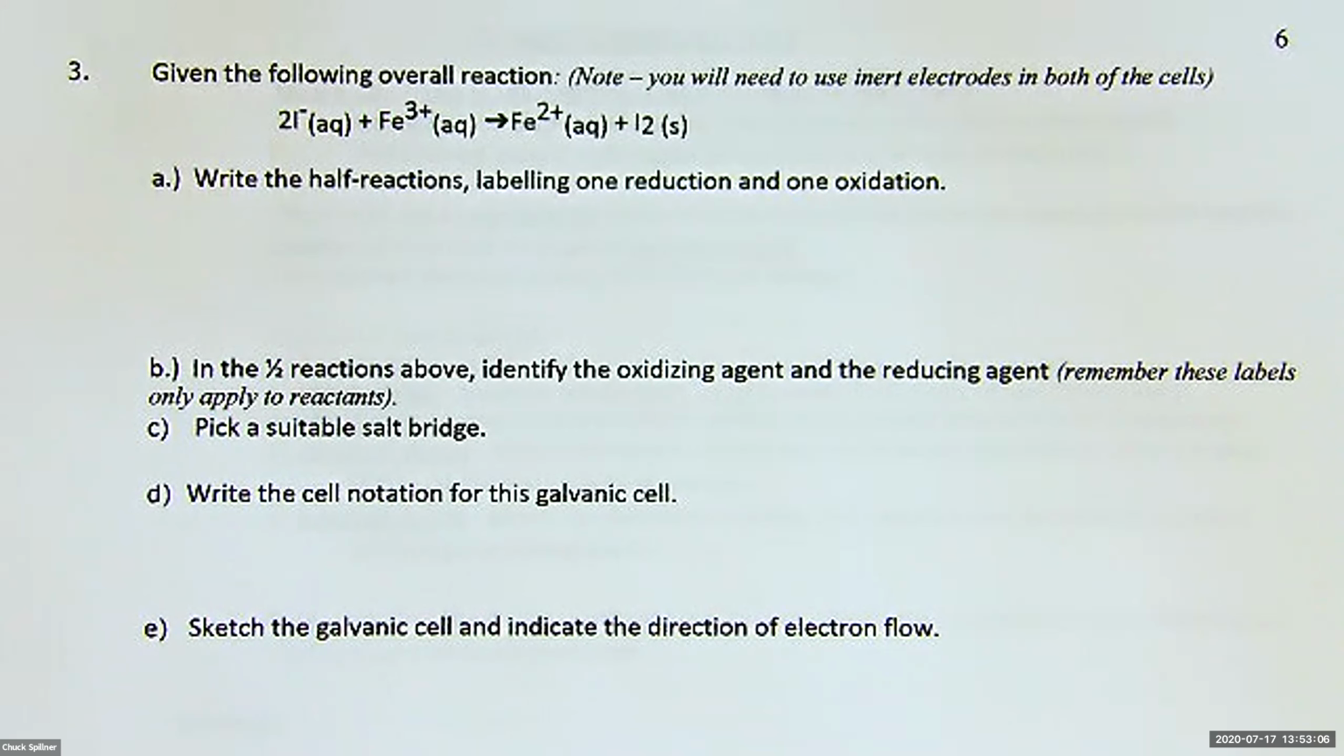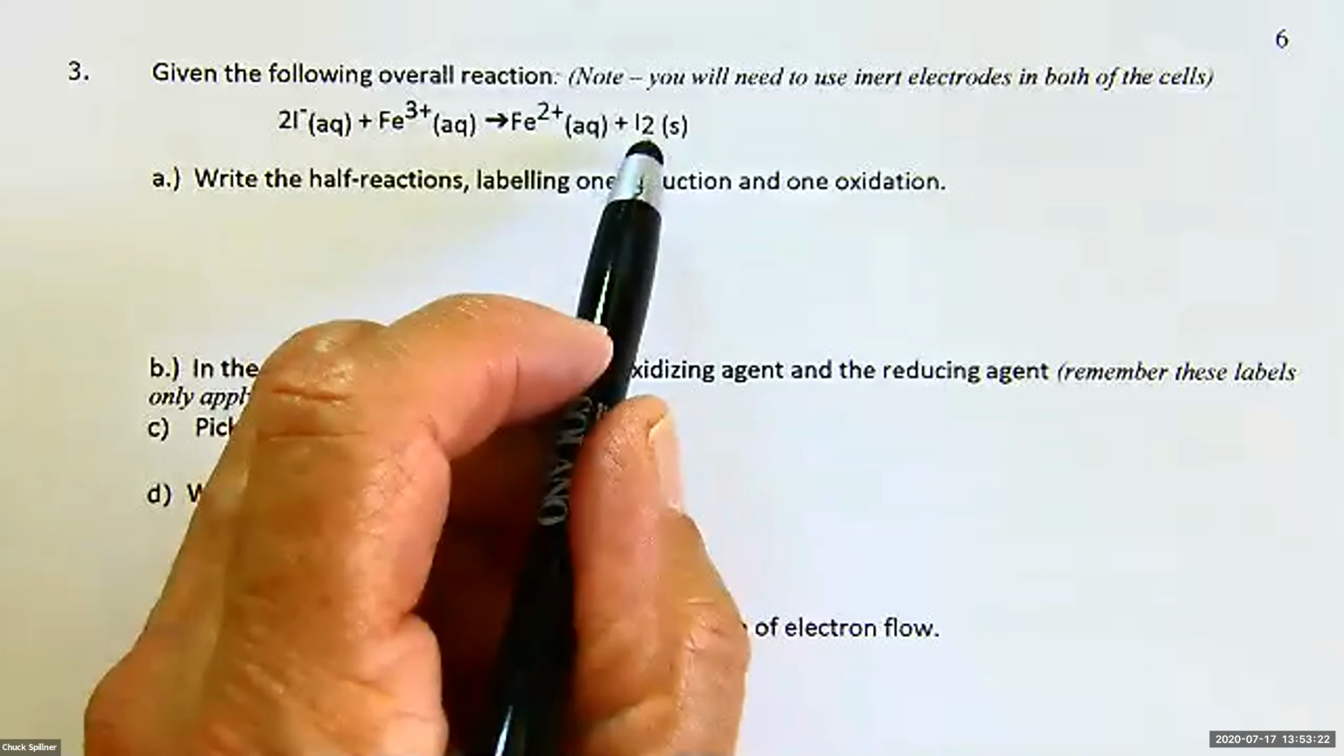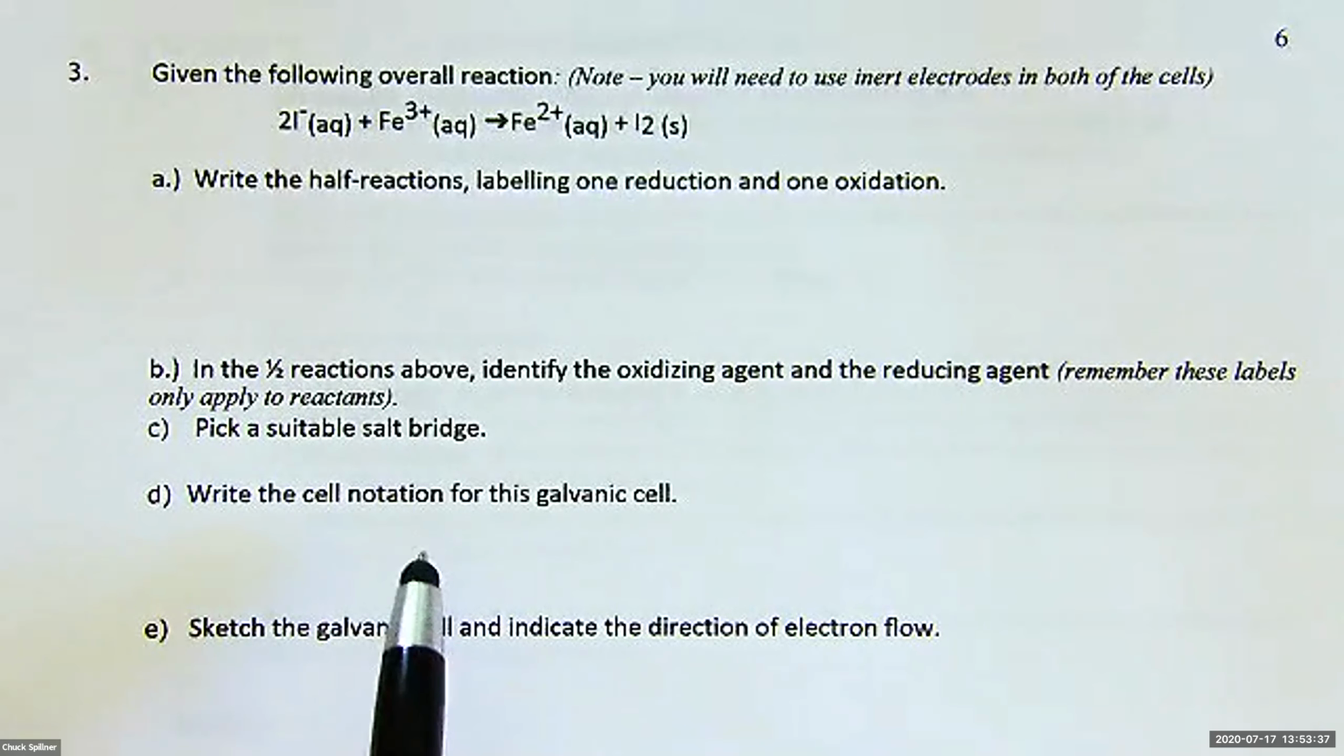both of the cells. And so when you're writing this cell notation, you need to use a vertical line in separating phases. So on the iodine side, we have aqueous phase and we have an iodine phase, I2 solid phase, but you're also going to have an inert electrode in there. So sometimes the cell notation down here where you write the cell notation might get a little more complicated. So give that one a try.